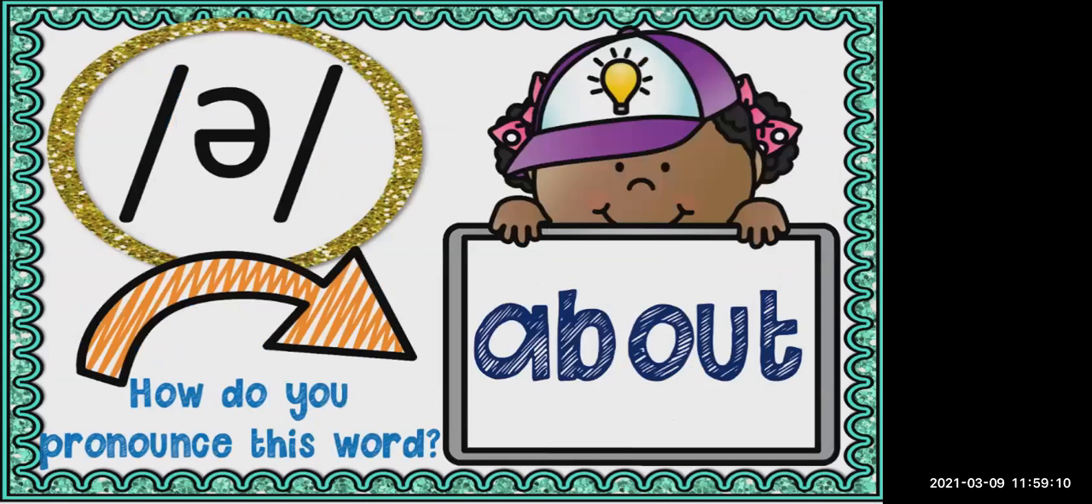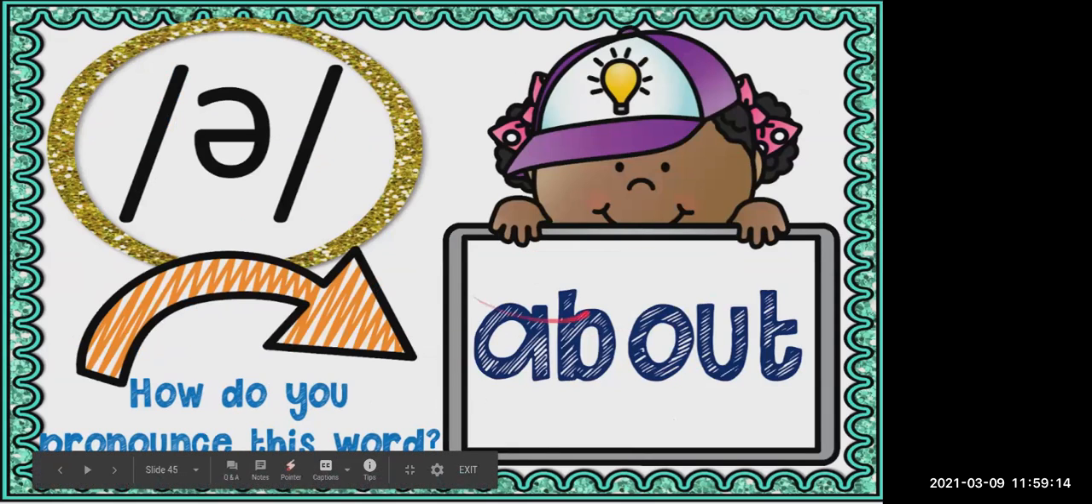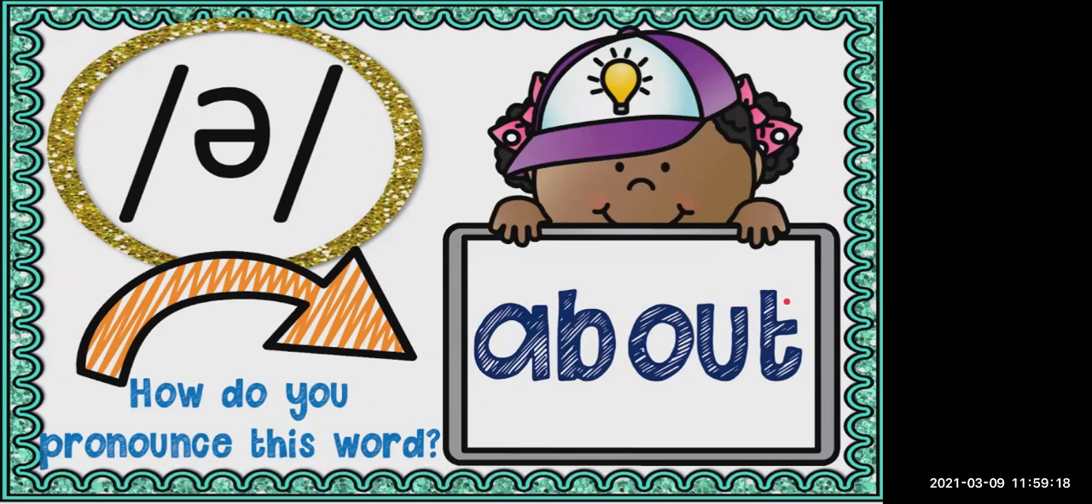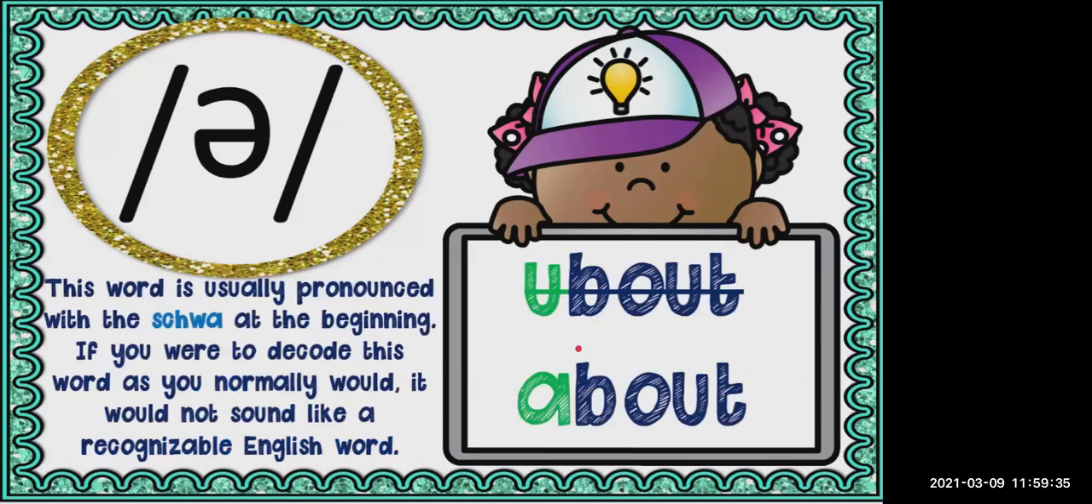It's a tricky one. So how do you pronounce this word? What would you say about to say this word? So if I'm just looking at this word, I could pronounce it abe out, abe out, about. Does that sound right? About. Okay. This U is usually pronounced with the schwa sound at the beginning.